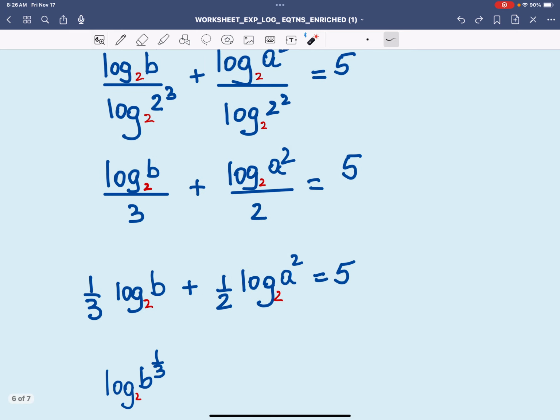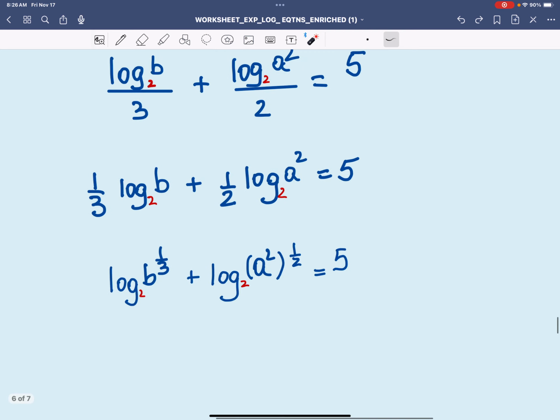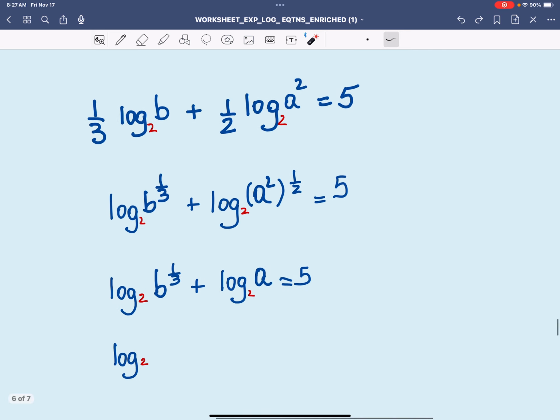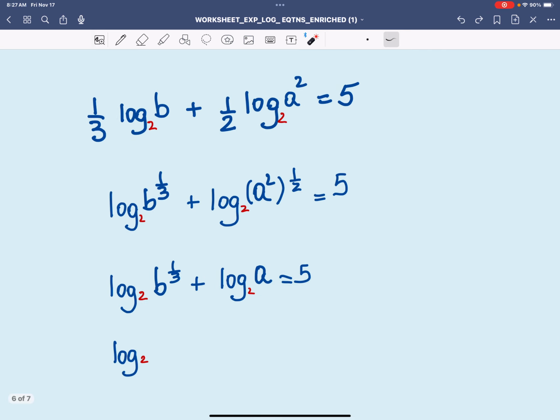So next we have log with base 2 of b to the power of third plus log with base 2 of a squared to the power of half equals 5. So now it's time to celebrate the product law of logarithms. I'm going to bring the two terms together inside a log with base 2, b to the power of 1 over 3, a to the power of 1 equals 5. So we took one more step in here just to make things super clear. And we have log with base 2 of b to the power of 1 over 3 times a equals 5.